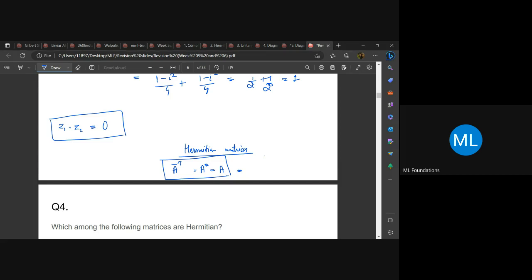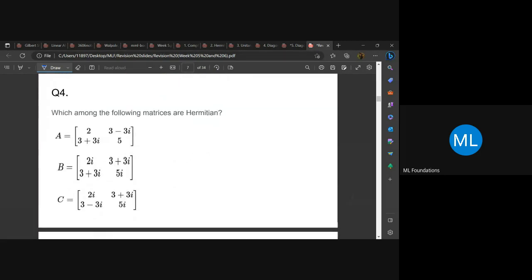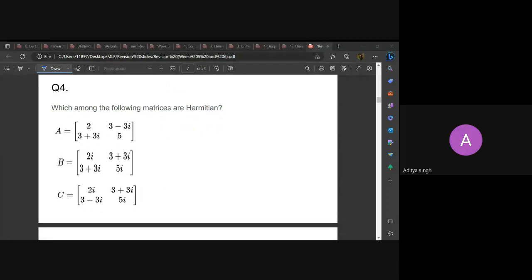So on this line, you will have to choose which among the following matrices are Hermitian. You have 3 matrices here. Can you select which ones are Hermitian and which are not Hermitian? First one is Hermitian. The rest both are not.